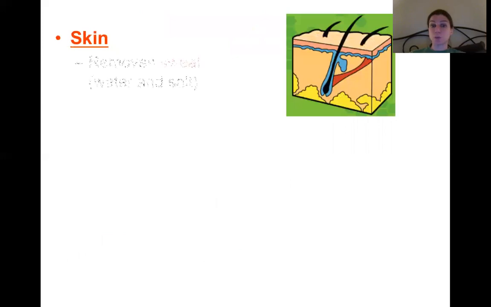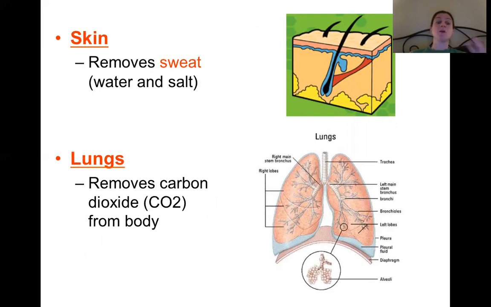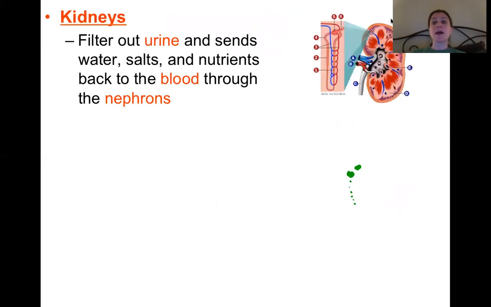The skin is also part of the excretory system. It's removing sweat, which is also water and salt. The lungs are part of the excretory system. Remember, excretory, exit. So anything that's exiting the body is going to be part of the excretory system. So that's going to be removing carbon dioxide from the body. So now let's get into the kidneys because these guys are pretty important.